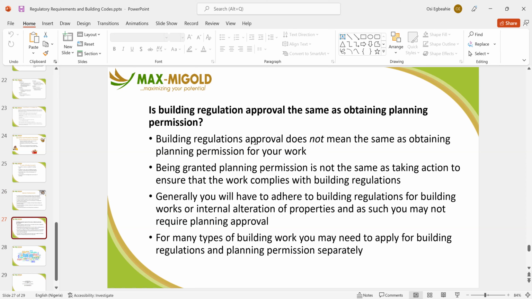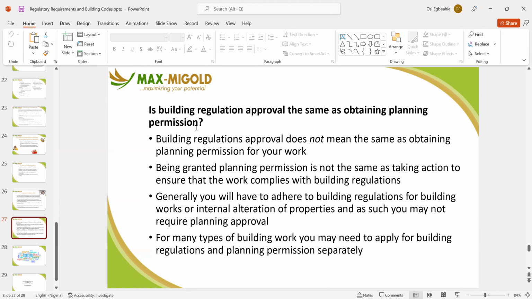Is building regulation approval the same as obtaining building permits? The answer is no. This is a question that we need to answer. I think this should be the last slide. Is a building regulation approval the same as obtaining building permit? The answer is no. They are two different things. You can have building permit and not maintain the building regulation approval because you did not build according to permits. The building regulation approval does not mean the same as obtaining a planning permit for your work. Being granted planning permit is not the same as taking action to ensure the work complies with the building regulation.